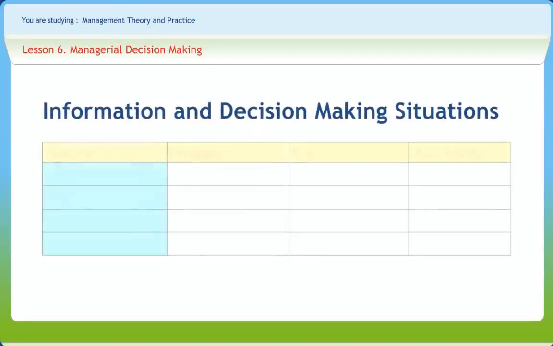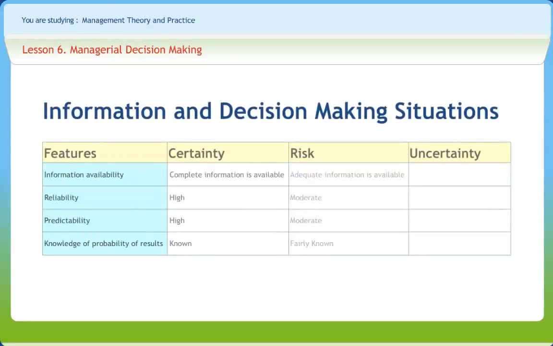We've already seen that there can be varied information and decision making situations. There can be situations of certainty, risk and uncertainty. Under the situation of certainty, complete information is available. That is why it is a situation of certainty. Reliability and predictability of the information is high and the probability of results is known.